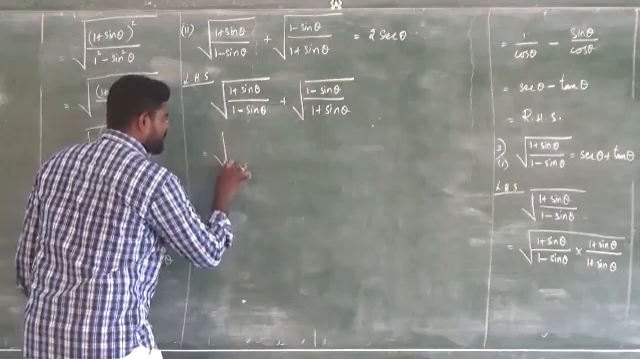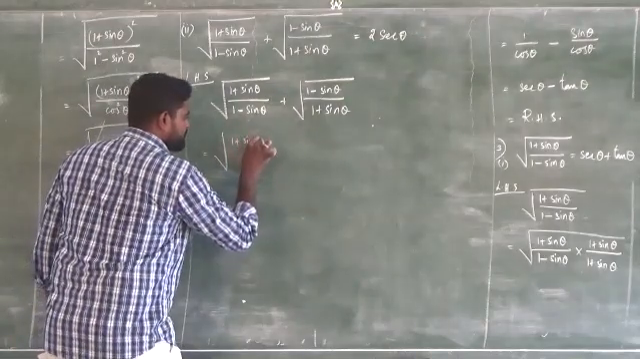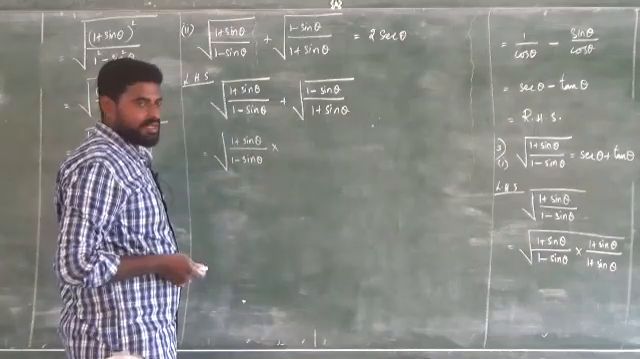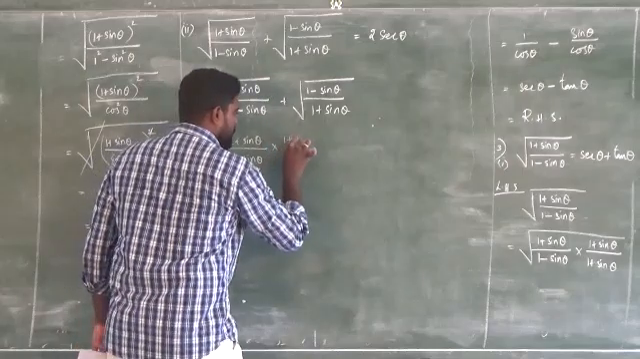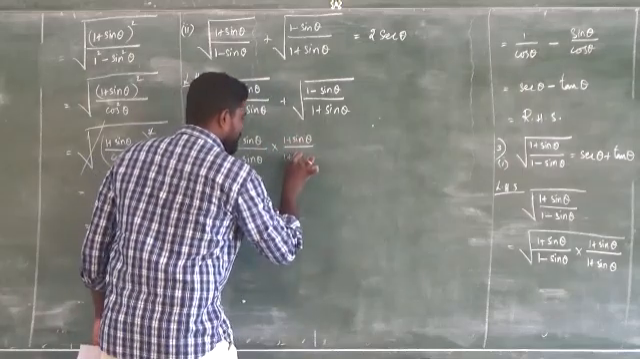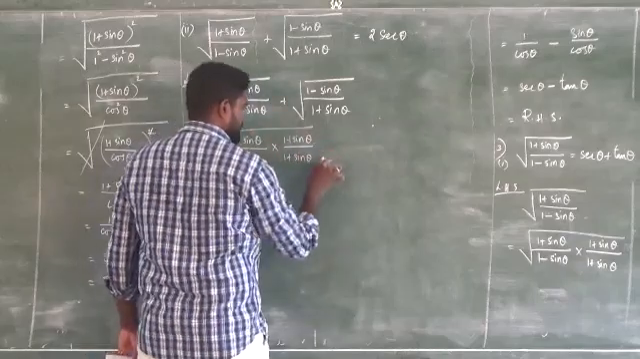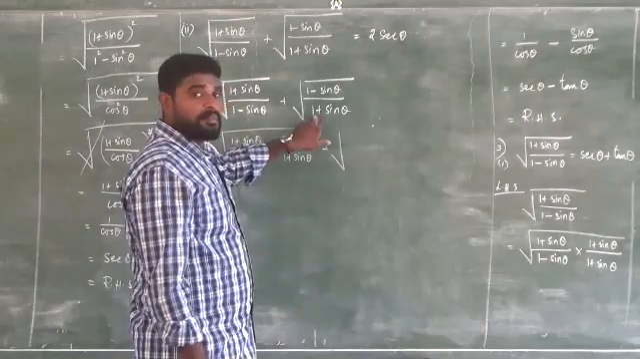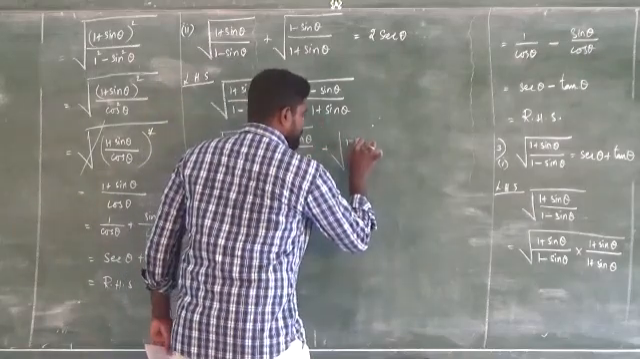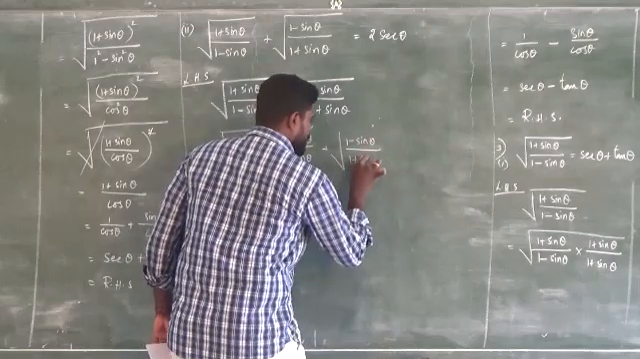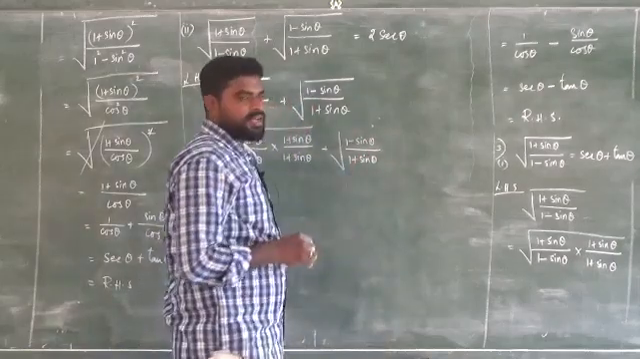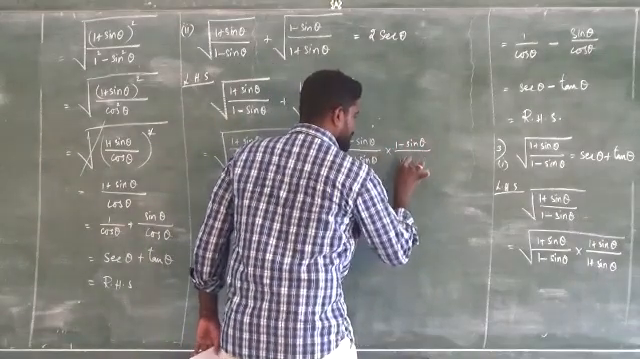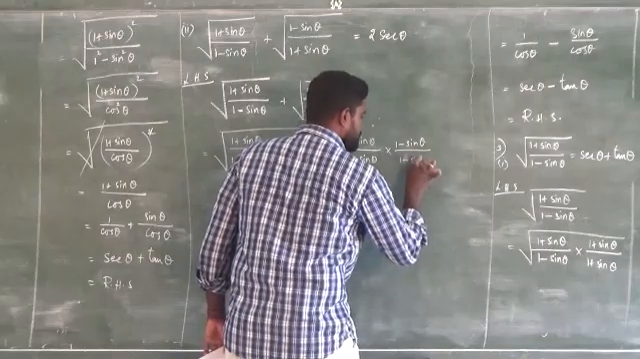So it is equal to root of 1 plus sin theta by 1 minus sin theta, multiplied and divided by the conjugate, which is 1 plus sin theta by 1 plus sin theta, plus root of the second root value. Here the conjugate is 1 minus sin theta. So 1 minus sin theta by 1 plus sin theta, and multiply and divide by the conjugate, 1 minus sin theta by 1 minus sin theta.